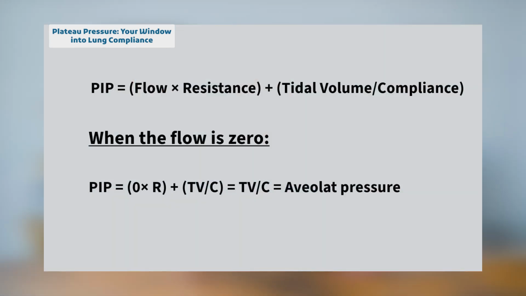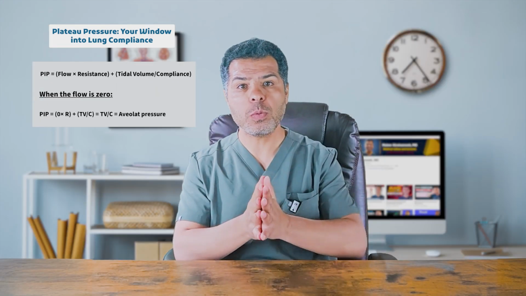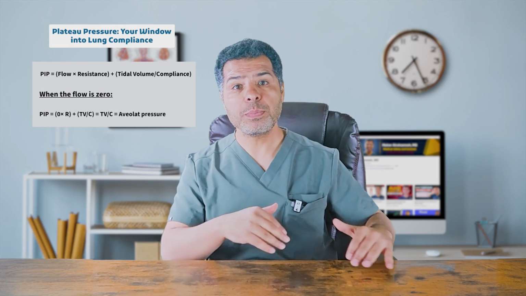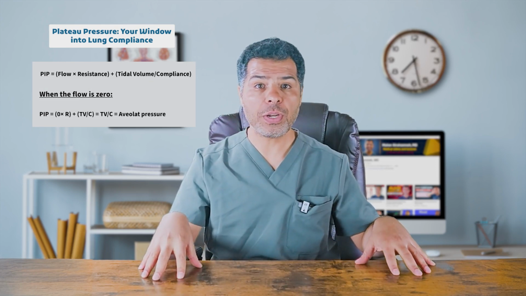Guess what happens to the PIP when the flow drops to zero? Let's go back to our equation. PIP equals flow times resistance plus tidal volume divided by compliance. If the flow drops to zero, the resistive component disappears and the equation simplifies to PIP equals tidal volume divided by compliance, which equals alveolar pressure. This means when the flow is zero, the PIP is equal to the alveolar pressure, and this makes sense as pressure gradient means flow and the absence of the gradient means no flow.